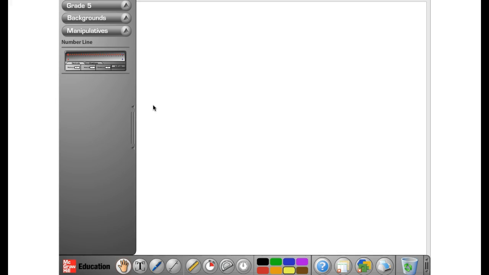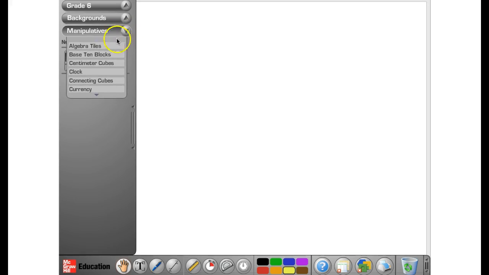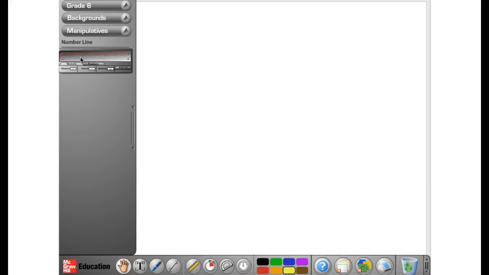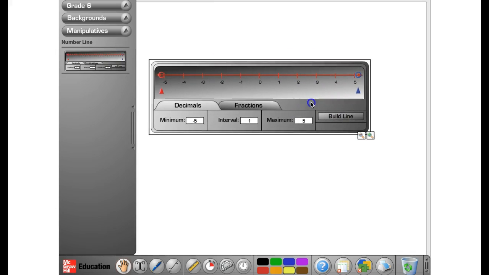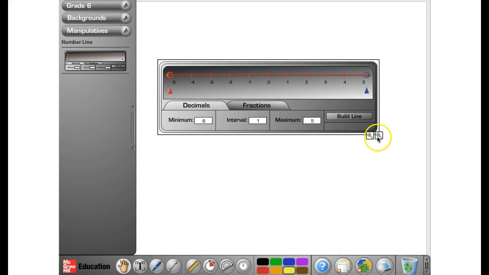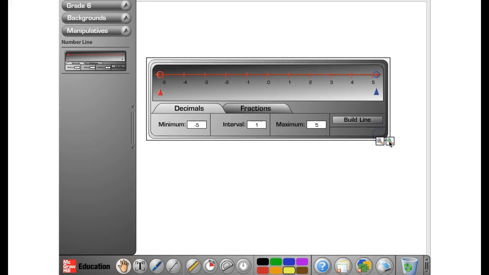Now, one of the things I want to talk about is under 6th grade manipulatives, we have all kinds of things. We have all of these, and these, and these, and it goes on. I'm going to focus on the number line for right now, and I'm just going to drag it over here, where we can see a little bit better, and make it a little bit bigger if at all possible.